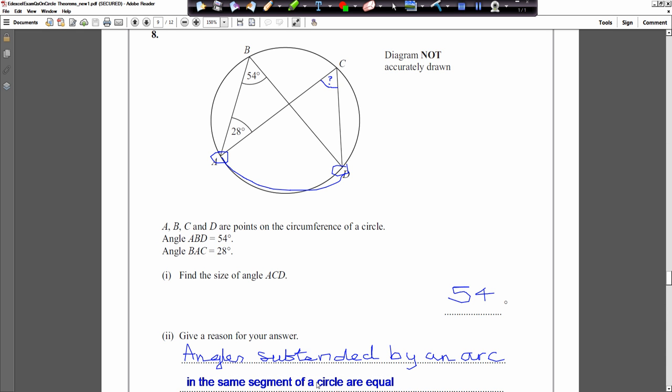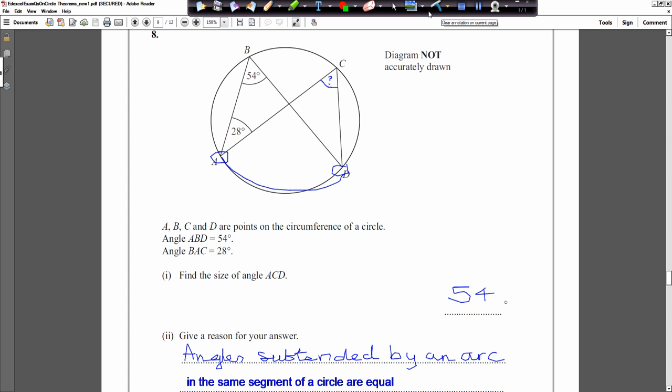Got rid of that. So we've got a bit of handwriting on there and a bit of typed text, so that's nice and clear. So angles subtended by an arc in the same segment of a circle are equal. That's what the examiner wants to see for you to get your mark. Are we happy with that question? Yes? Then let's move on.